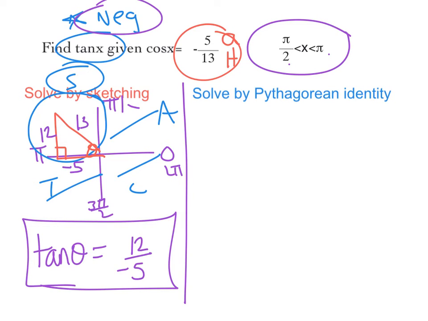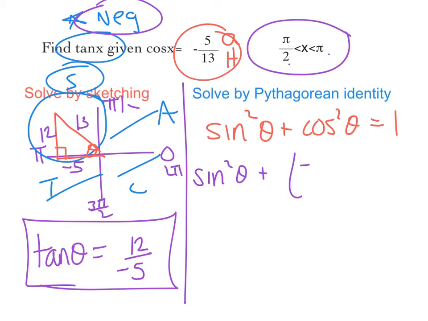Okay, now I'm going to solve with trig identities. So let's start with the main rule. Sine squared plus cosine squared equals 1. Or cosine squared plus sine squared. Remember, that order doesn't matter. I'm going to plug in the cosine value. So I'm going to say that's sine squared plus negative 5 over 13 squared equals 1.